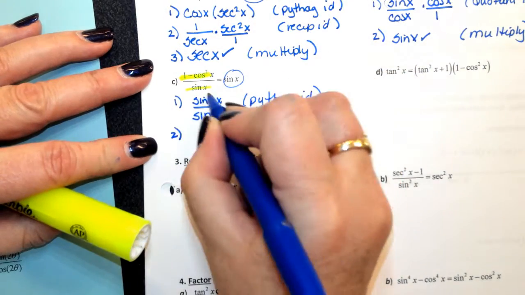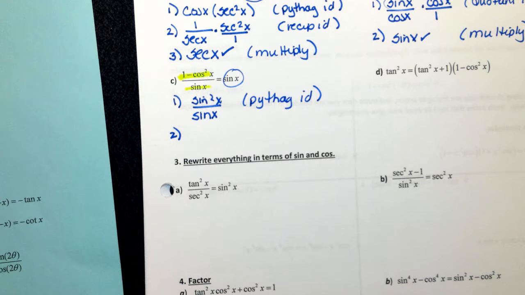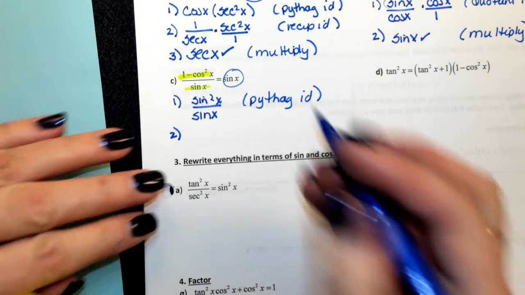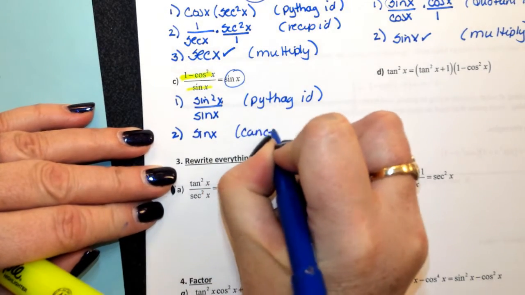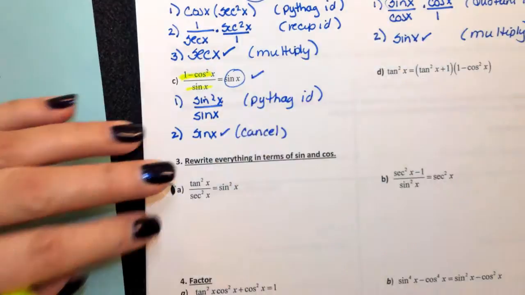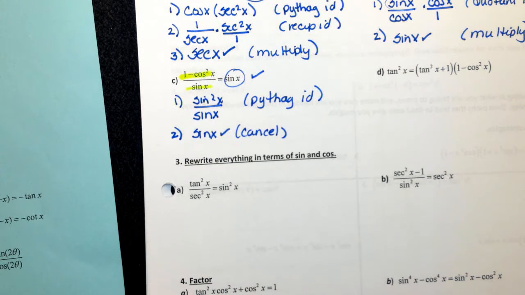So notice at least now I have everything in terms of sine. So now what happens when you simplify sine squared of x divided by sine x? That's just going to become a what? Sine x. And here you just canceled. And you're done. So any questions on C?